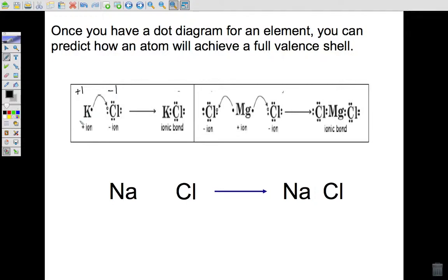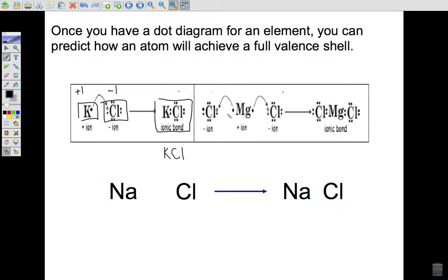So we did the individual dot diagrams for potassium and for chlorine. This had one valence electron. So we draw an arrow to show the transfer here. Here's the final structure. Now I can predict the chemical formula with this, KCl.